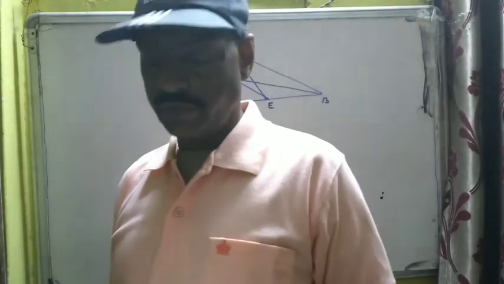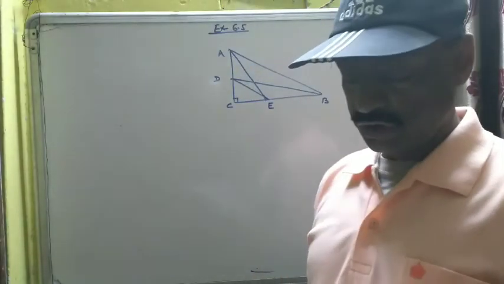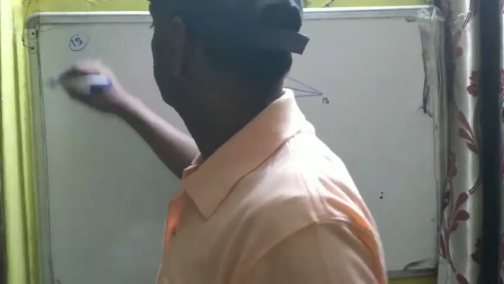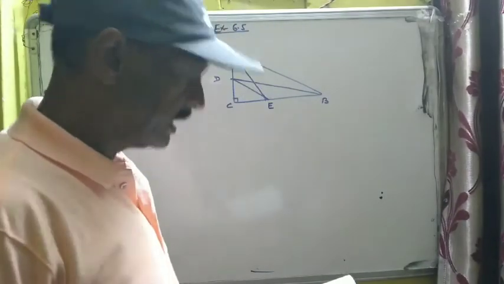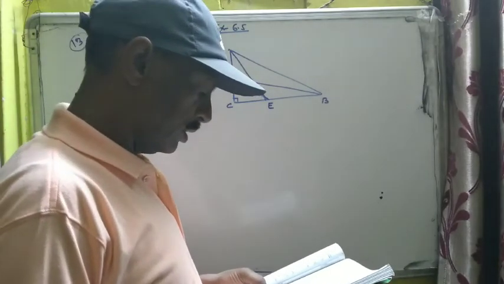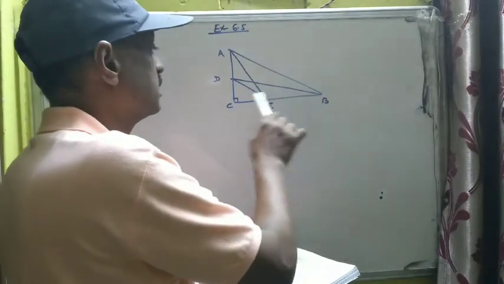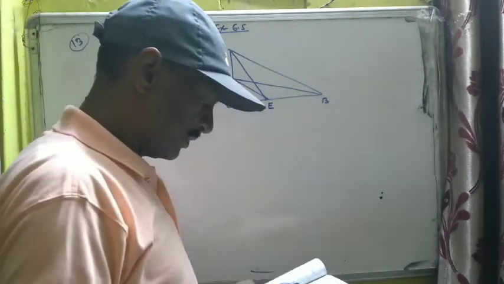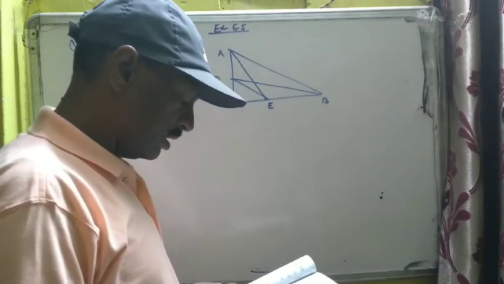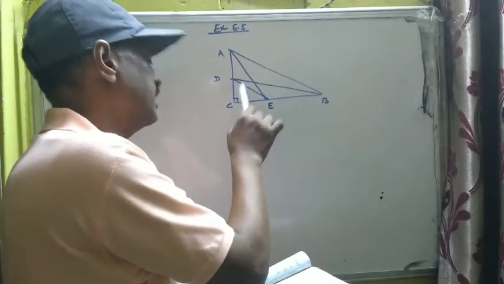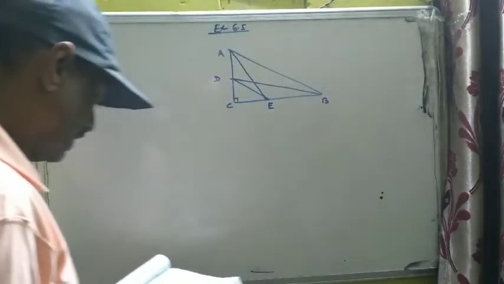Hello students, let us solve some more questions from the exercise 6.5, and the first question is question number 13. It is given in the question that D and E are the points on the side CA and CB. This is CA, this is CB. D and E are the points of a triangle ABC, right angle at C. This ABC is the right angle at C, and then we have to prove this.